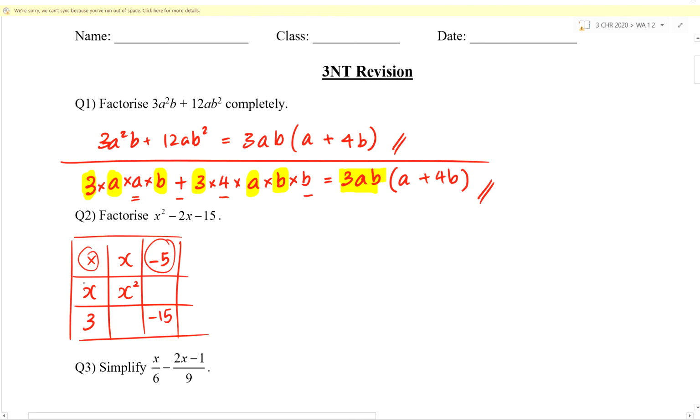Negative 5 times x gives me negative 5x. Next, x times 3 gives me 3x. So based on this, we end up with 3x minus 5x, which is negative 2x. So we know that our options that we have chosen are correct, which brings us to x minus 5 multiplied by x plus 3.